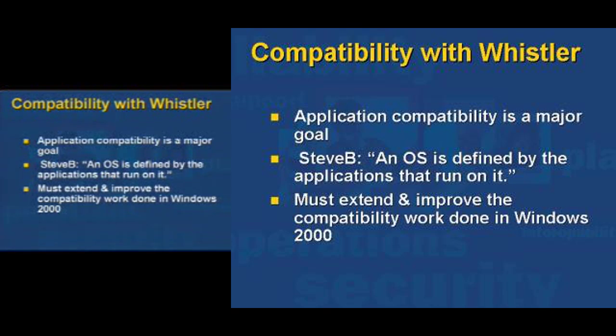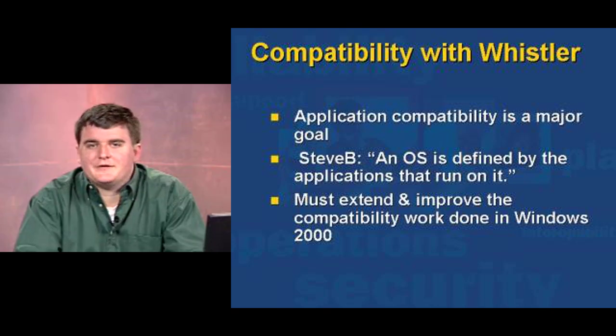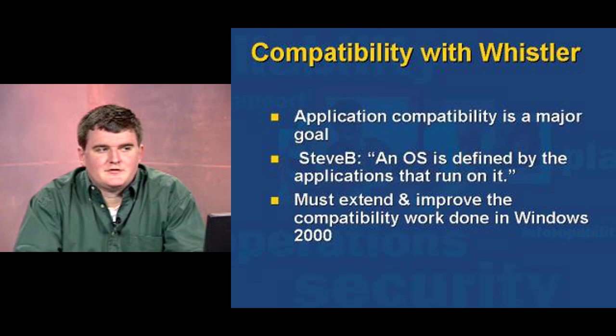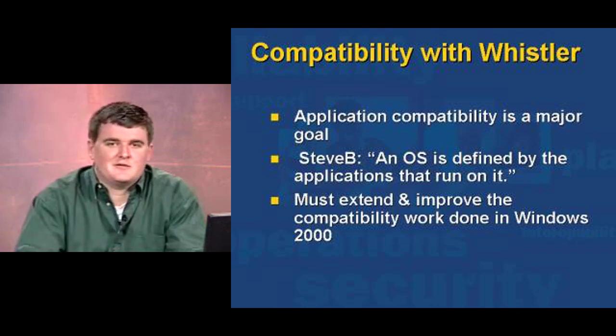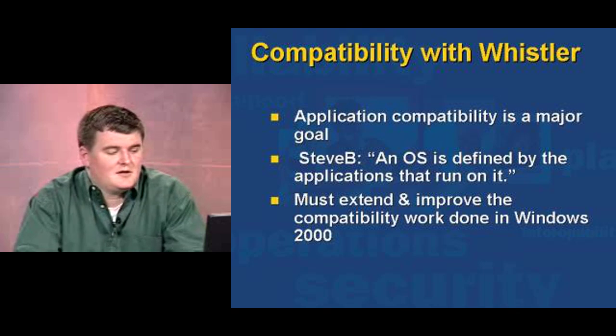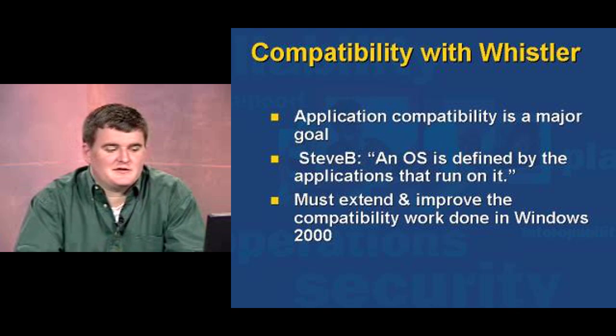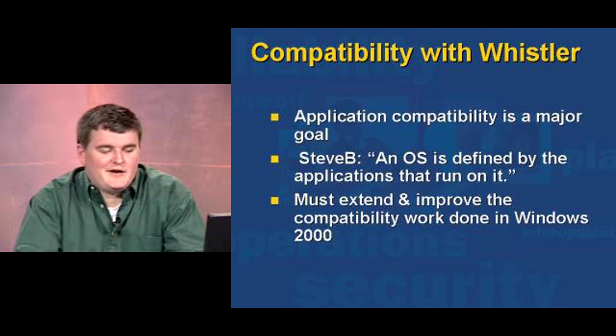Compatibility with Whistler. What does it mean to us? Well, I say that application compatibility is a major goal, but that's a bit of a misstatement. Depending on the list you look at of what our goals are, it's one of the top 3, moving from number 1 to number 3, again depending on which particular list you look at. In the Win2000 time frame, we had Steve Ballmer, our fearless president, say that an OS is defined by the applications that run on it.